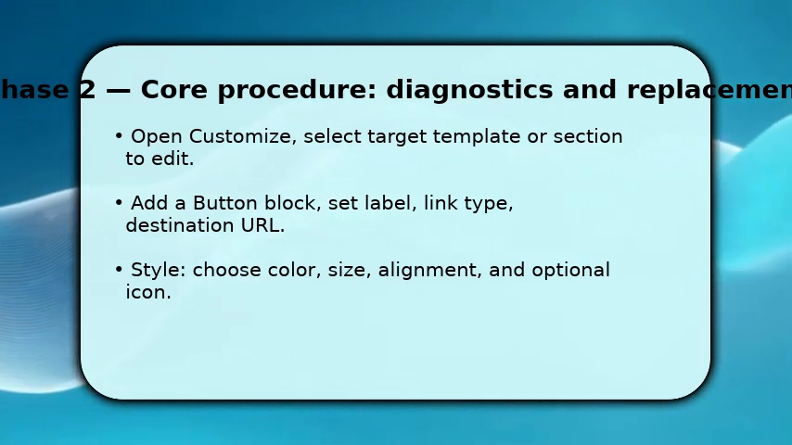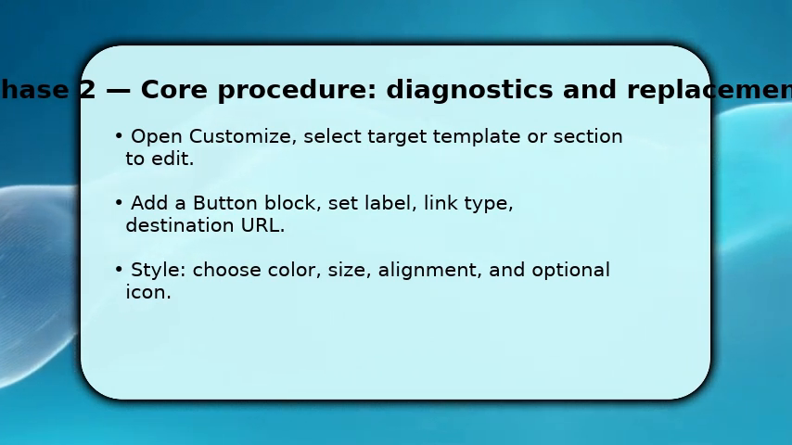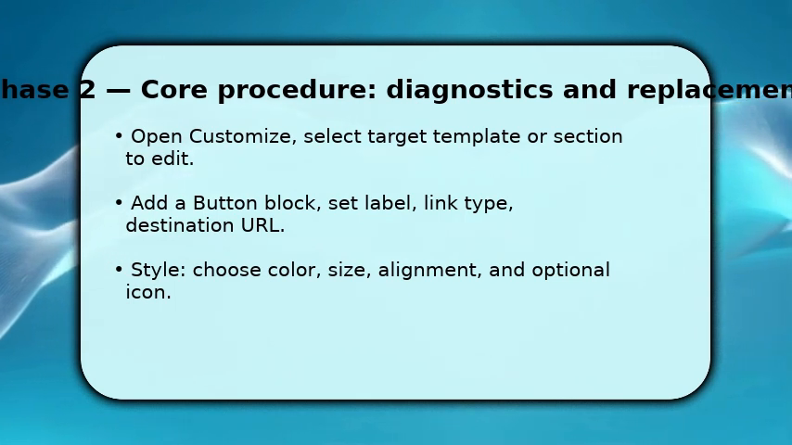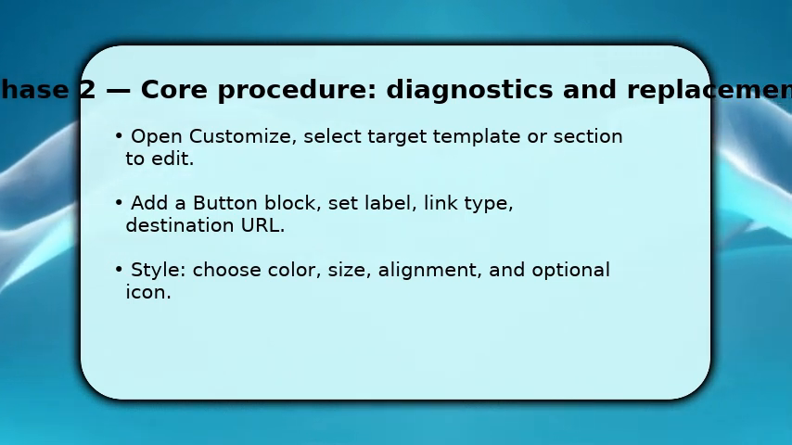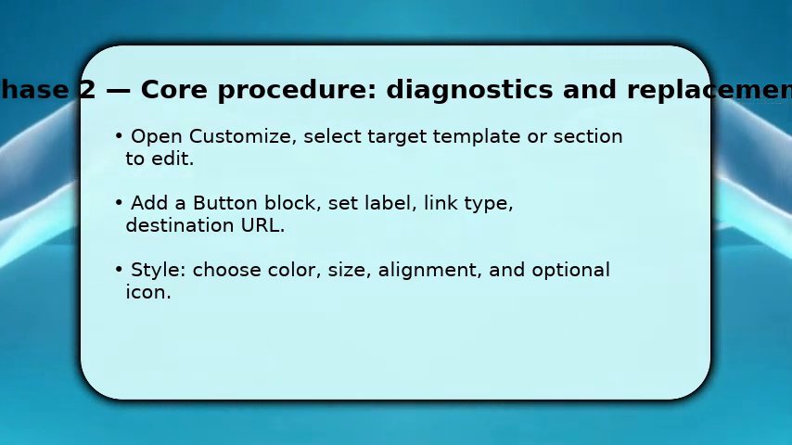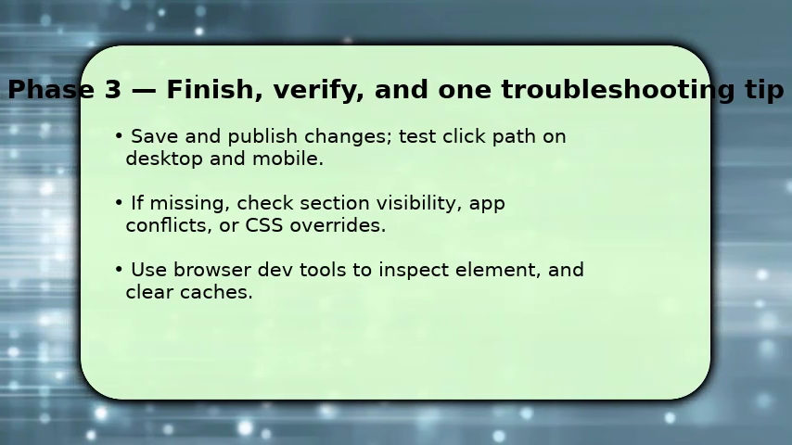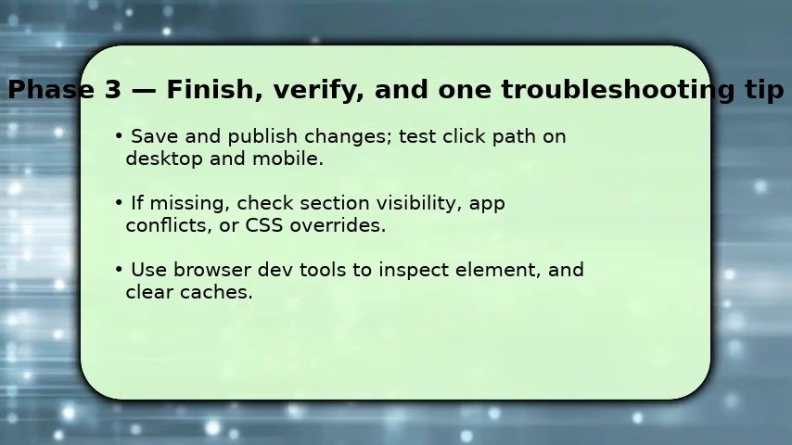For styling, set color, size, and alignment so the CTA stands out. Preview on mobile and desktop. Because responsive changes, you finish by saving and publishing the theme changes. Then test the CTA end-to-end on desktop and mobile, verifying the target URL and any tracking parameters.